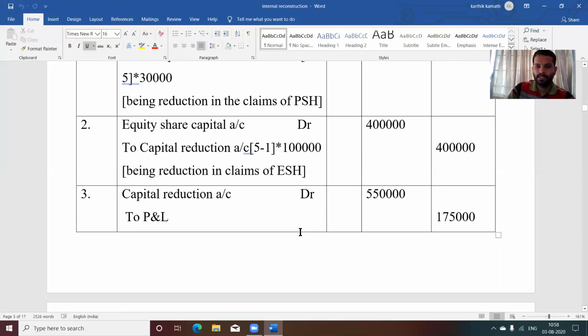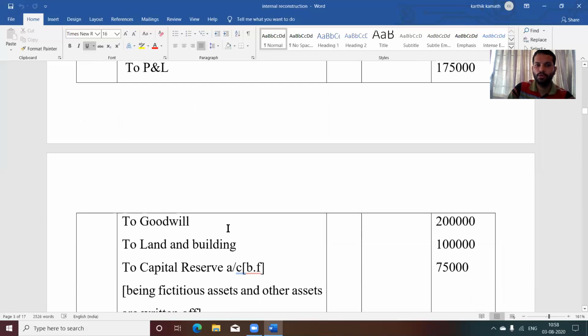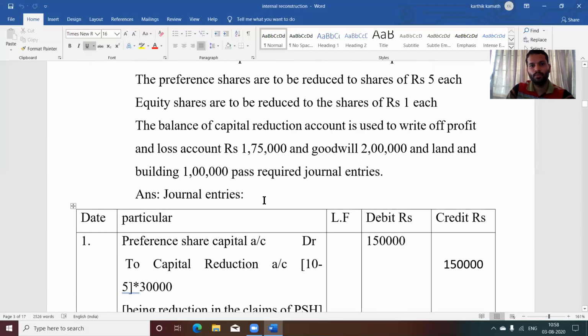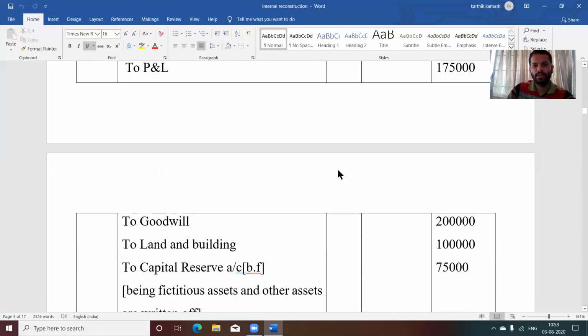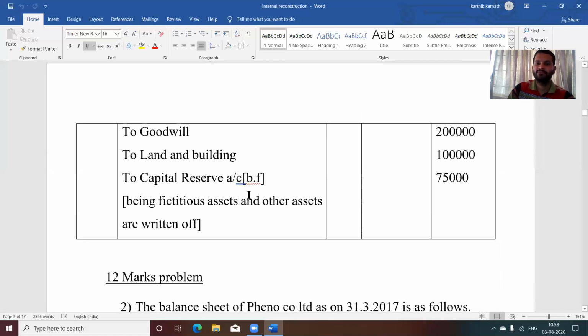P&L account, that is given as 1,75,000, to goodwill account, that is 2 lakh, to land and building, that is 1 lakh, that is also mentioned here. If you can see, 1,75,000, 2 lakh, and land and building 1 lakh, and the remaining balance, if any, is transferred to capital reserve account, that is the balancing figure, 75,000. Narration being: fictitious assets and all other assets are written off.